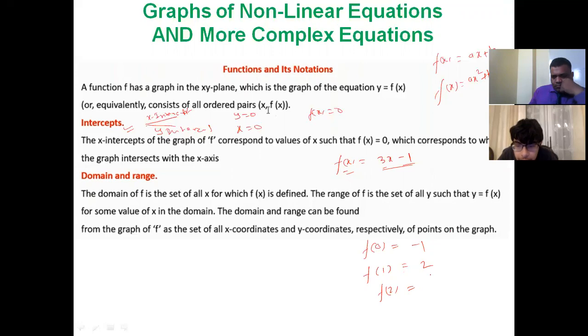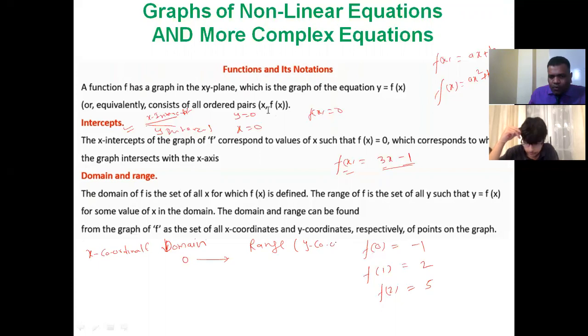What is f of 2? It is 5. So you can see the value we are putting in is the x coordinate, or we can call it the domain. Whether you say domain or x coordinate, both are the same. We are putting in 0. With respect to 0, what is the range? Range is nothing but the y coordinate. So this is coming minus 1. For 1, it is coming 2. For 2, it is coming 5, etc. So these are the respective domain and range.